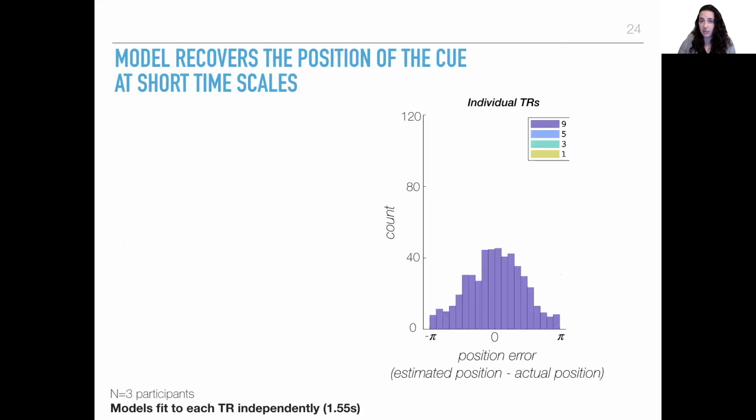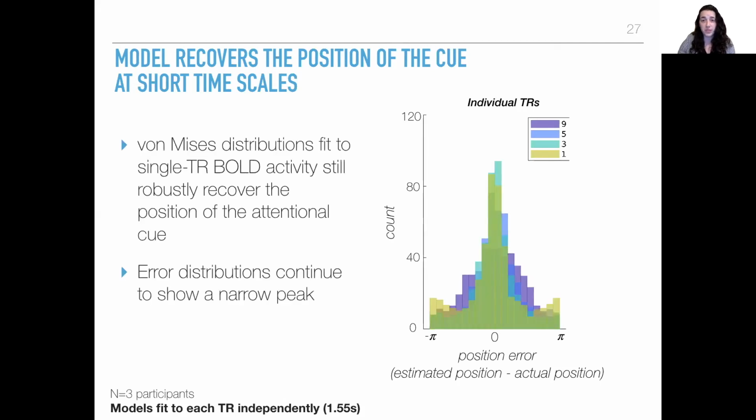So we followed the same procedure, but fit the model to the smallest possible time unit, which is a single TR lasting 1.55 seconds. Here, we're showing the same sort of error distribution as before. For the widest condition, though there is still a peak at 0, there are larger tails that more gradually decline. For the width condition of 5, the peak is again narrower and taller, even more so for the width of 3, and more so for the narrowest width.